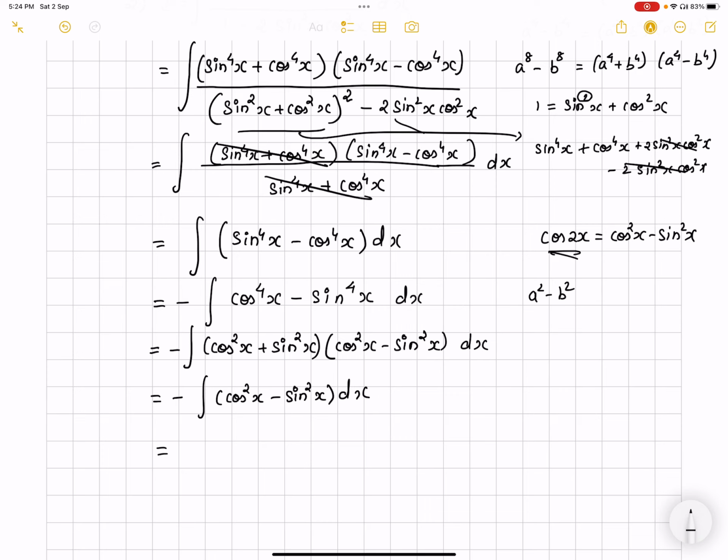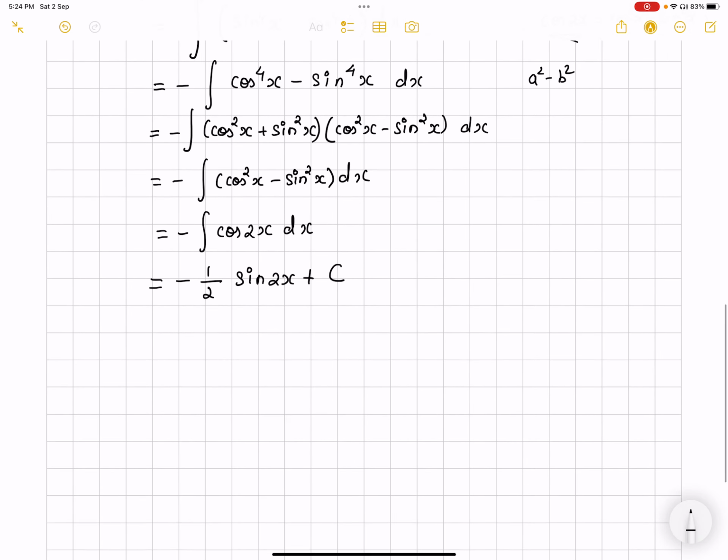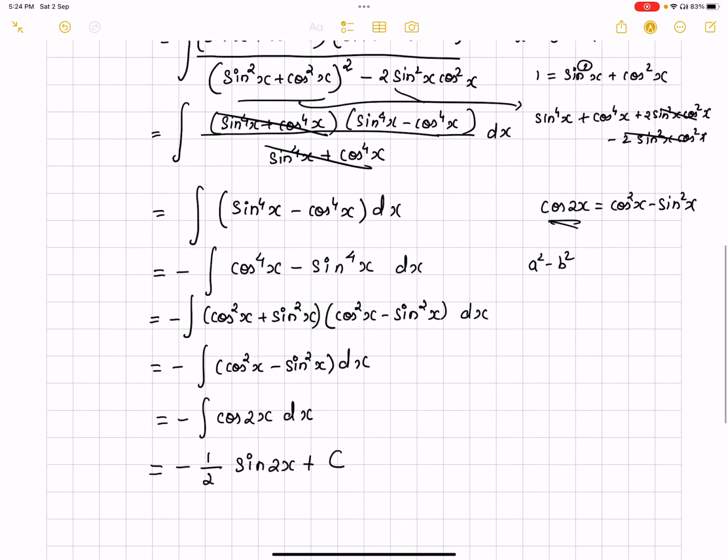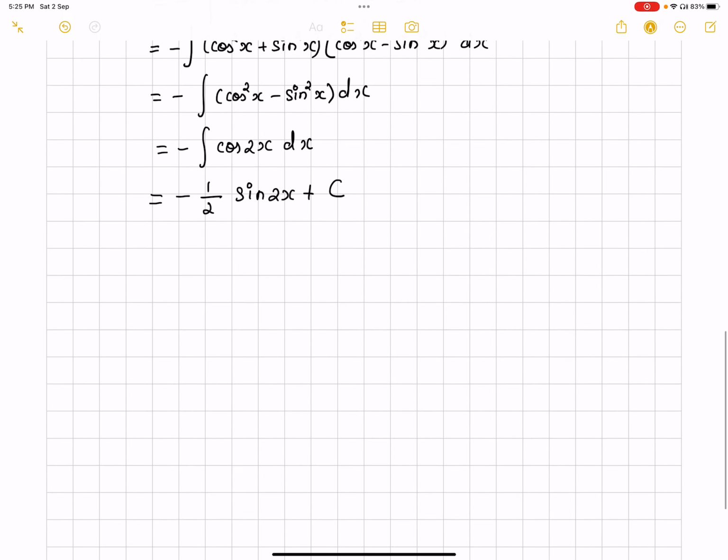So now write that minus of the integral of cos 2x dx. When I integrate this, I would get minus 1 by 2 sine 2x plus c. That's it. Then we would move on to one more trigonometric problem under integration. It's just the idea which we have based on those formulas. If we know all those things, then we would be able to solve it very quickly.